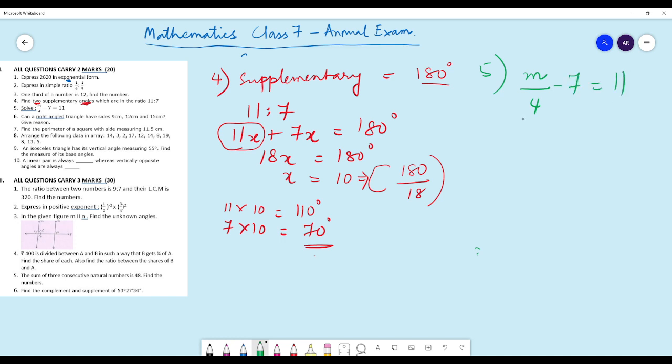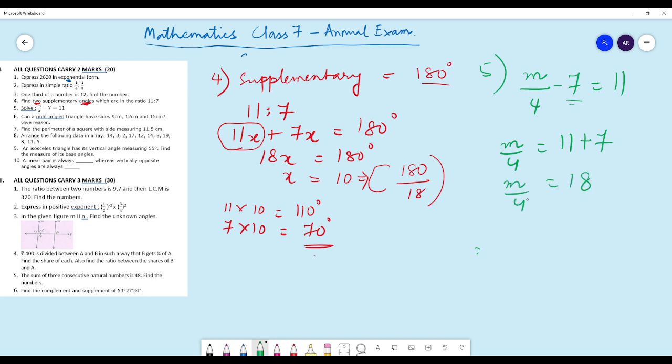Now what we need to do is move numbers to one side and the variables to the other side. So m by 4, let us do it step by step. We let this part remain on the left side first, and then move this one first. Remember I said if it is -7, it becomes +7. So m by 4 is equal to 18.